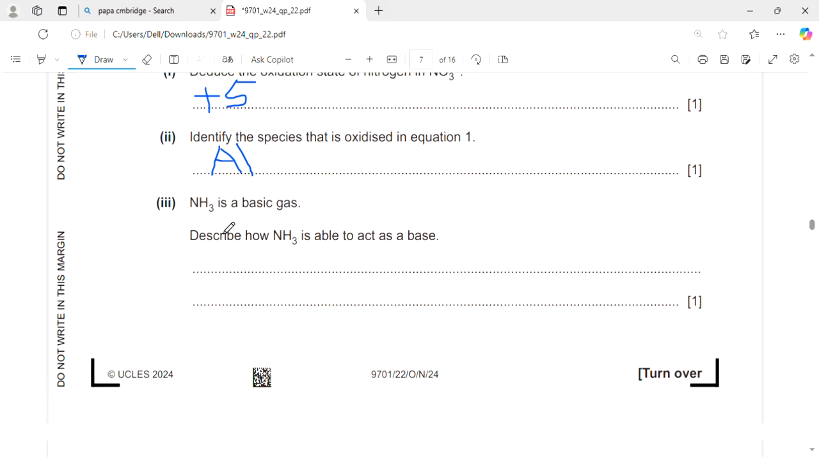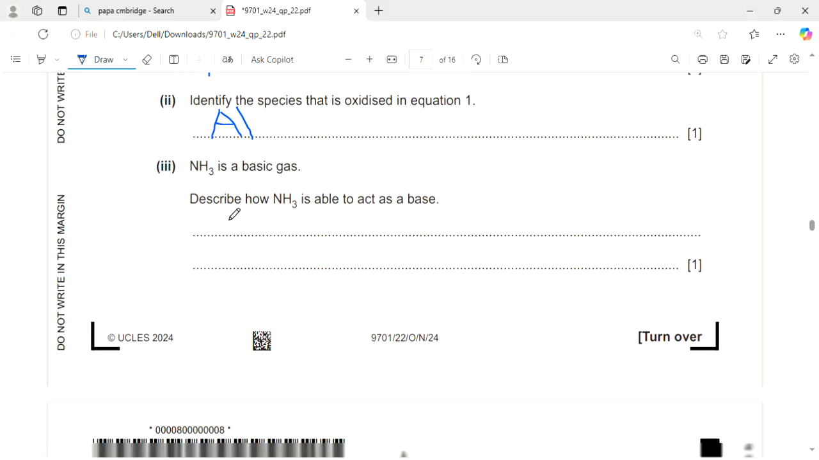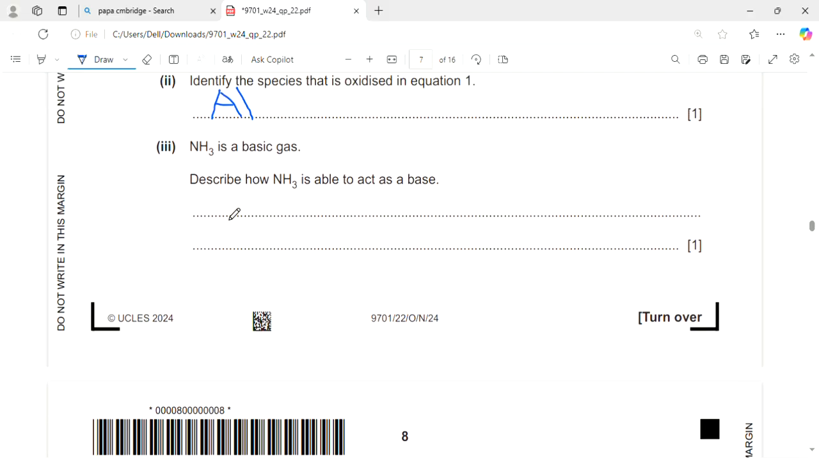NH3 is a basic gas. This is part of question three. NH3 is a basic gas. Describe how NH3 is able to act as a base.